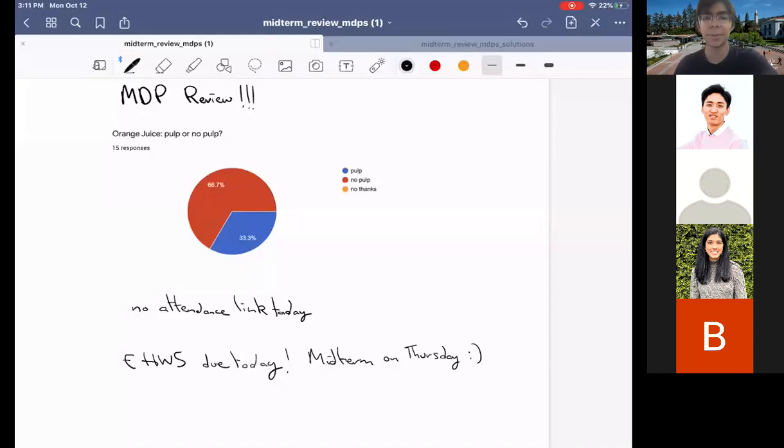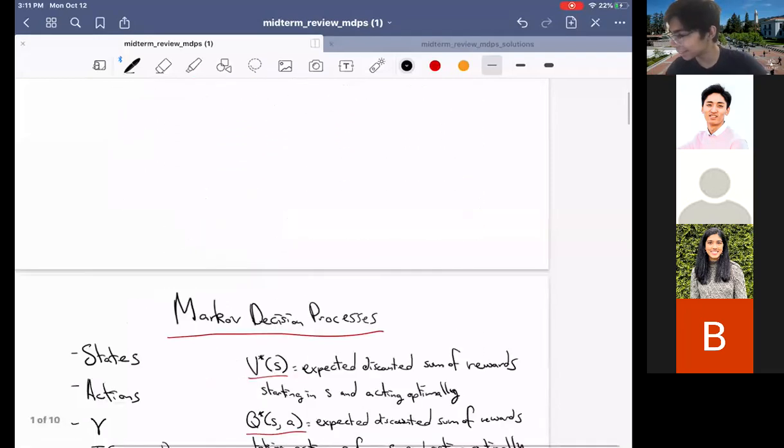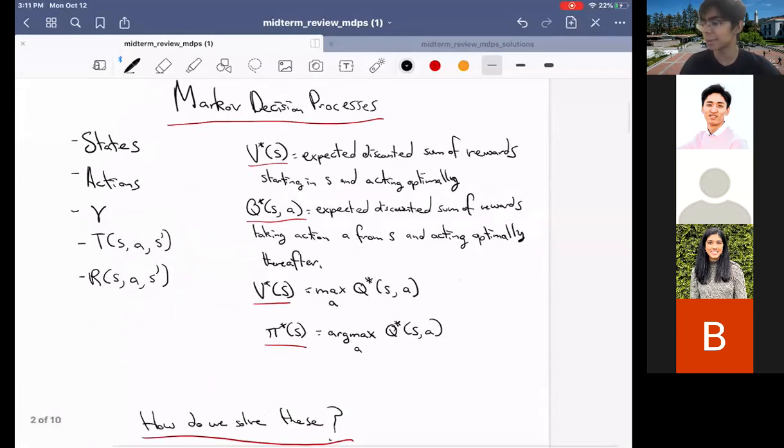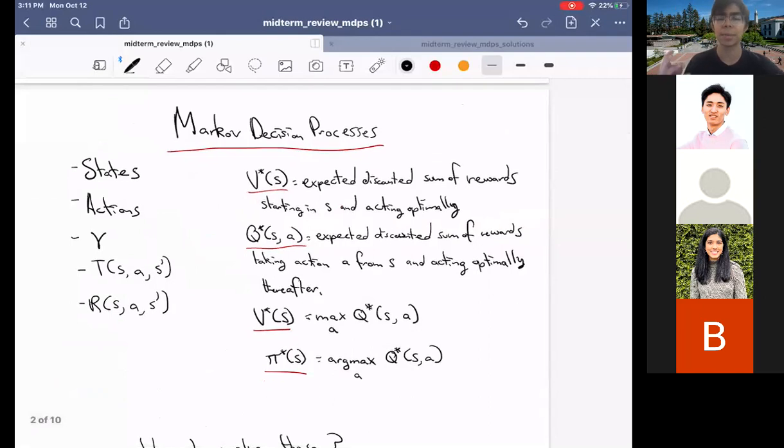And yeah, welcome to the MDP review session. Let's get started. I'll do a semi-brief overview of MDPs and the ways we solve them, and then we have 3 problems prepared on this worksheet.